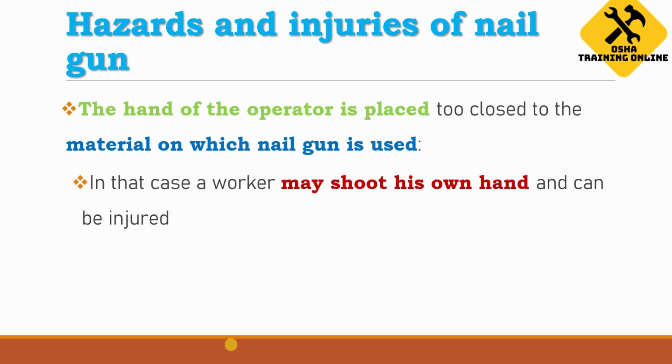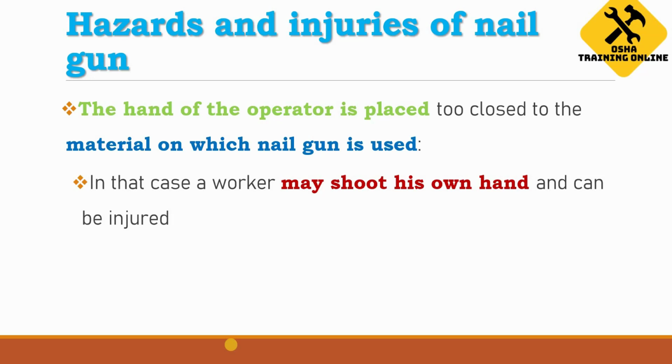The next case is the hand of the operator is placed too close to the material on which the nail gun is used. For example, a worker is driving nails from the nail gun into a wood. In that case, if he has placed his fingers and hand on the wood near the area where he was putting the nails, then instead of putting it in the wood, he may hit his fingers and hand. So a worker may shoot his own hand and can be injured.